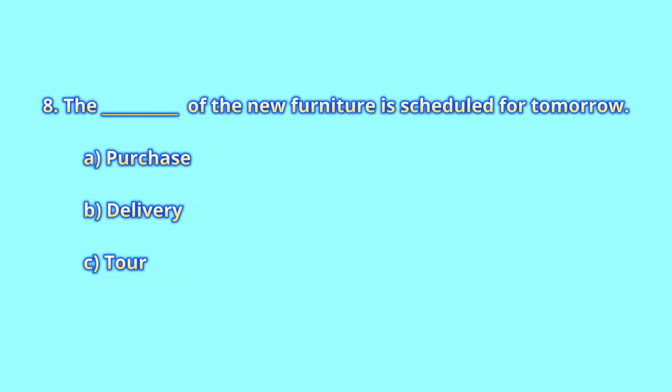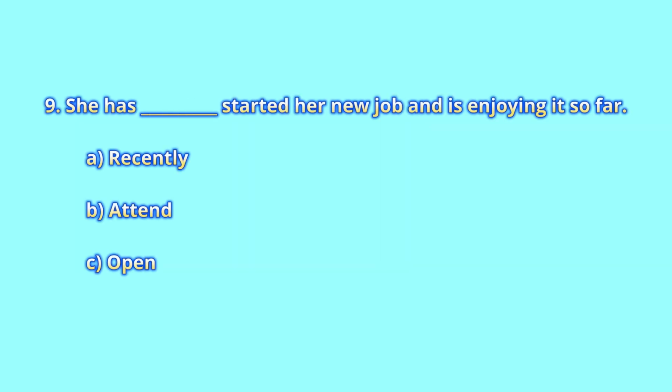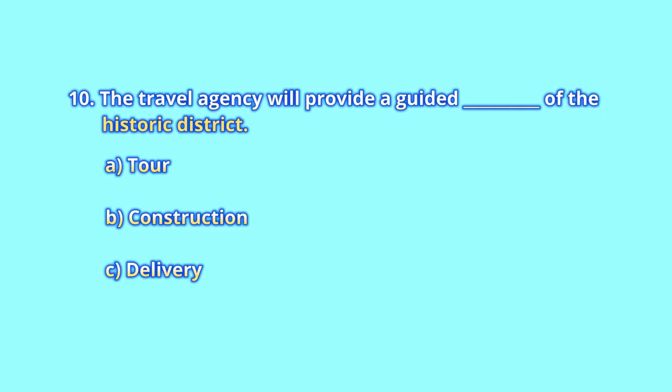The new furniture is scheduled for tomorrow. A. Purchase. B. Delivery. C. Tour. She has started her new job and is enjoying it so far. A. Recently. B. Attend. C. Open. The travel agency will provide a guided of the historic district. A. Tour. B. Construction. C.